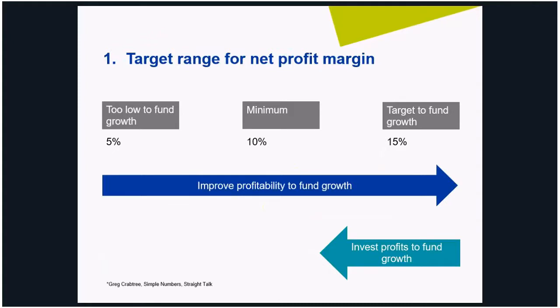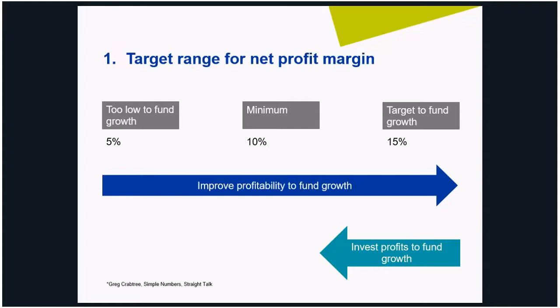To manage the growth of a business profitably, Greg Crabtree, in his book Simple Numbers, Straight Talk, talks about first setting a minimum net profit margin. Greg advises in the book that at a 5% net profit margin before tax, your business is really on life support and doesn't have sufficient funds to grow the business unless you're going to raise capital from external investors. You should ideally be operating at about a 10% net profit margin, and then looking to grow that to about 15% before investing for future growth.